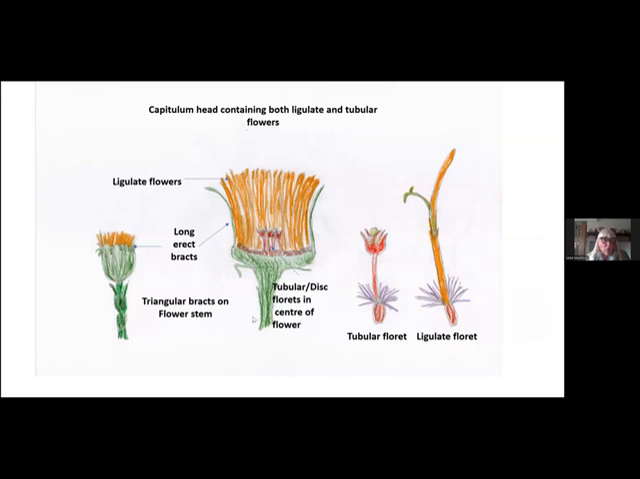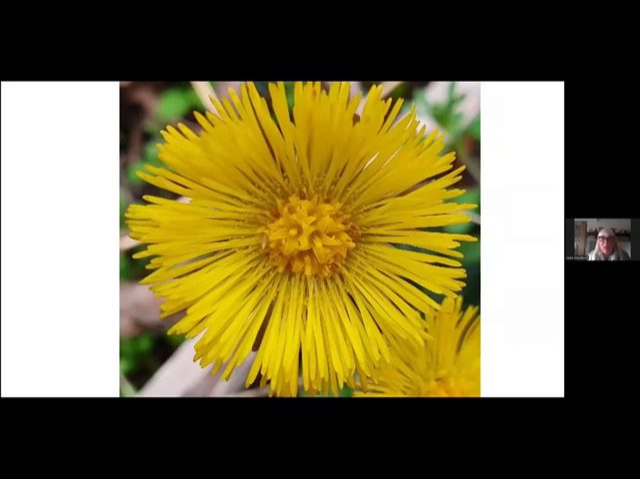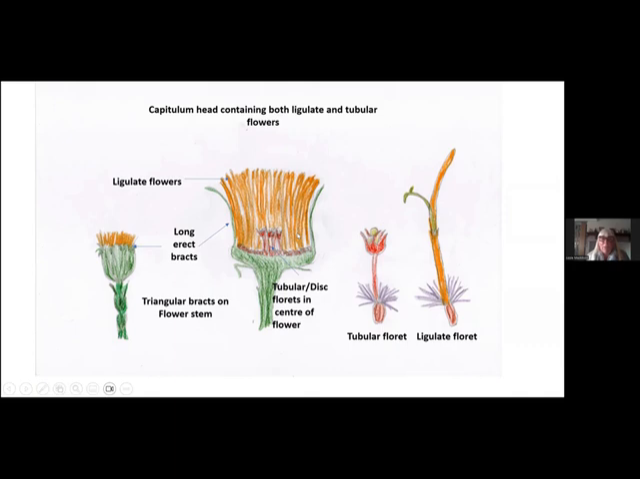And that's a diagram just to show you how it works. You've got these triangular bracts on the flower stem, and then you get these longer bracts coming up here. Then you've got your ligulate florets arranged, and the tubular ones are all in the middle like that. And that's really what they look like as a drawing. So if you go back to the diagram again, you see how that relates to the ligulate ray florets there, and the tubular ones. That's a section through it to show that arrangement.